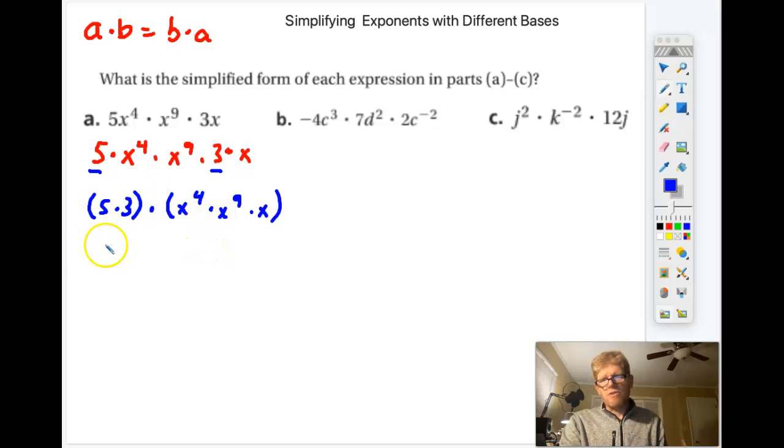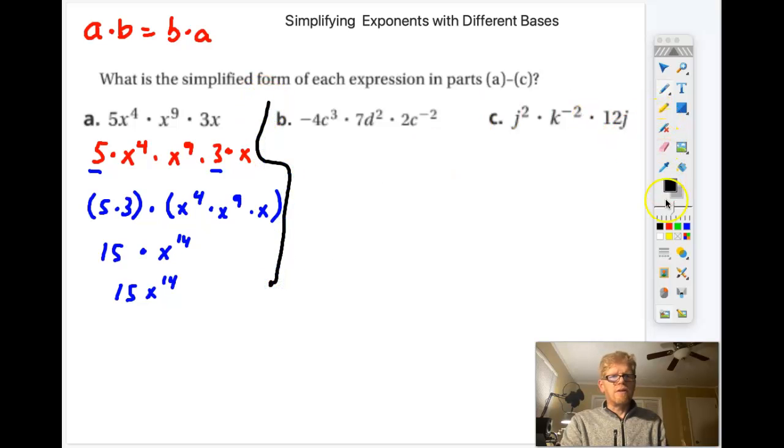And let's do our multiplication. So we have 5 times 3 is 15 times x to all of these things. And since they're all positive, we're just going to add them together. 4 plus 9 is 13, plus 1 is 14. So we get x to the 14th. And to simplify that, we'll write that as 15 times x to the 14th. And we're done.